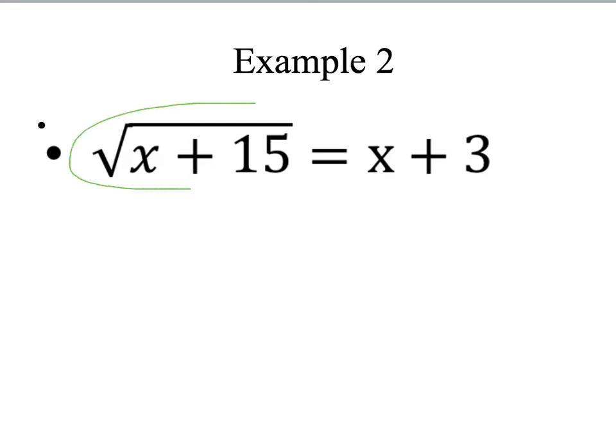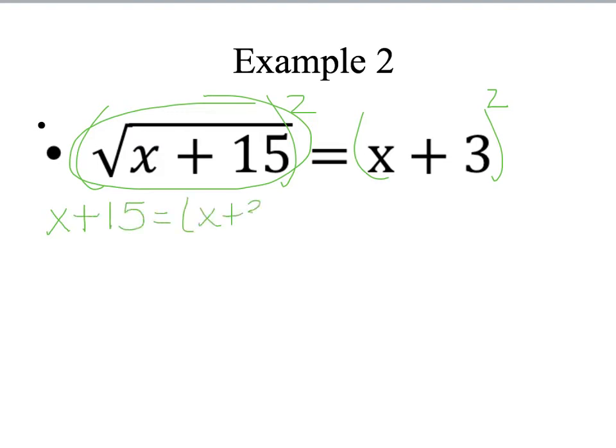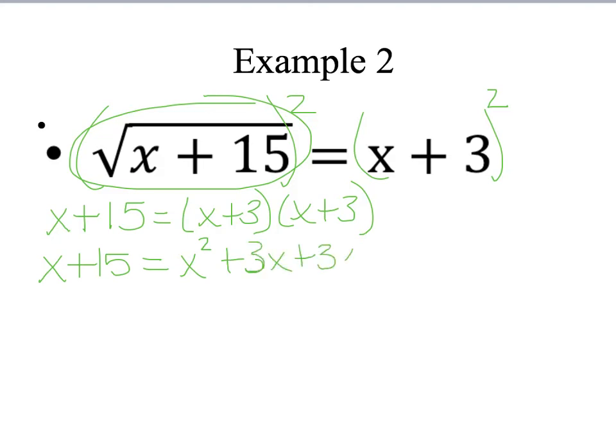Here, notice that my radical is isolated, so I'm going to go ahead and square both sides. On the left, we have x plus 15. On the right, I have x plus 3 times x plus 3, and I will have to FOIL that. x plus 15 is equal to x squared plus 3x plus 3x plus 9. x plus 15 is equal to x squared plus 6x plus 9.